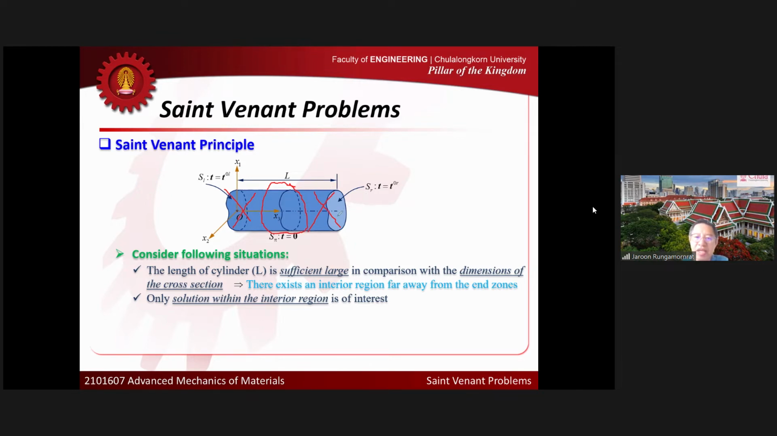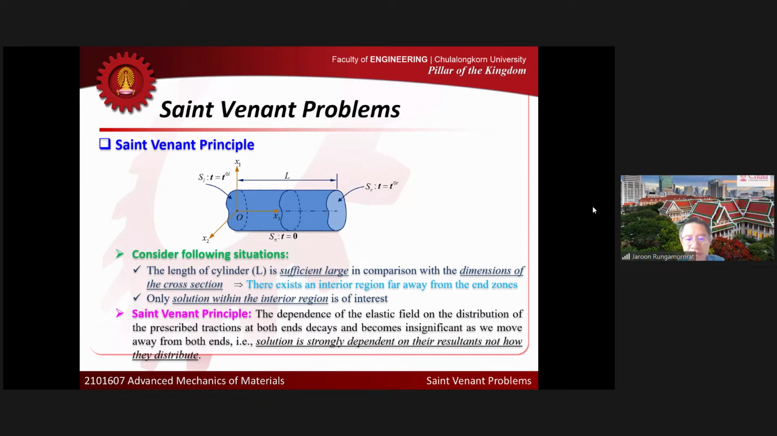What happens if we don't care much about the solution close to the end? And the interior zone here exists, and we look at the solution inside this zone. What can we do to simplify the problem here? Do you think there is any way to simplify the problem? So now we come up with this principle.